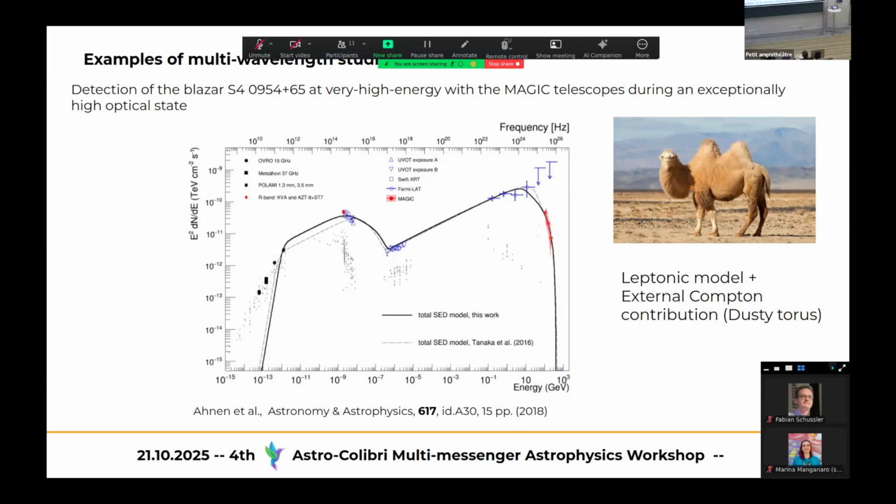Did we see this source again? No, we could detect it only once. So we cannot even try to make this better because we didn't observe this anymore.